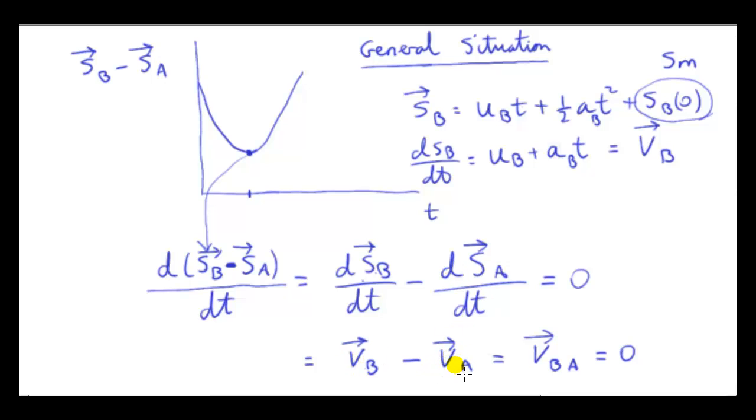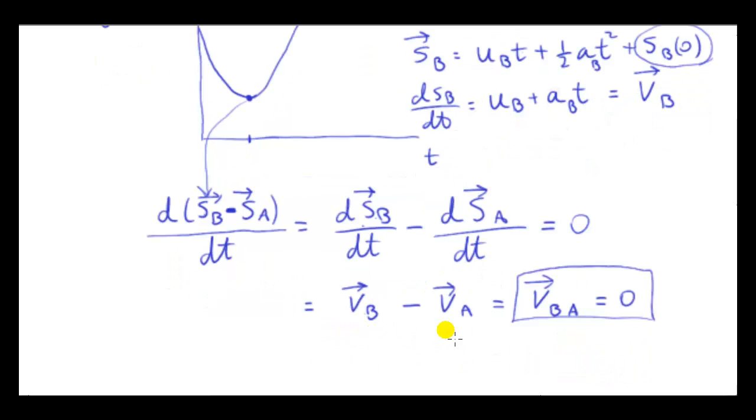So we've the difference of the velocities, but that's just relative velocity. This is the velocity of b relative to a. So we can see that we get the condition for the closest distance that we saw earlier. Of course, this is the same as saying that the velocities are equal.